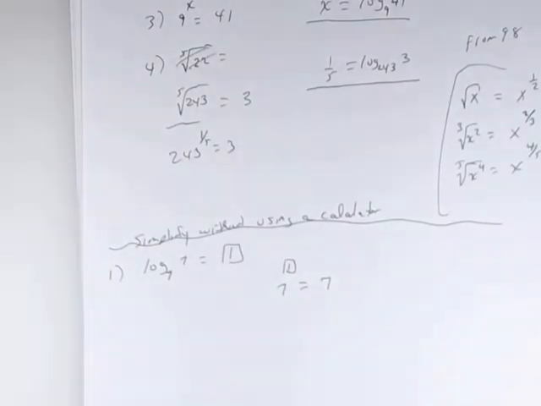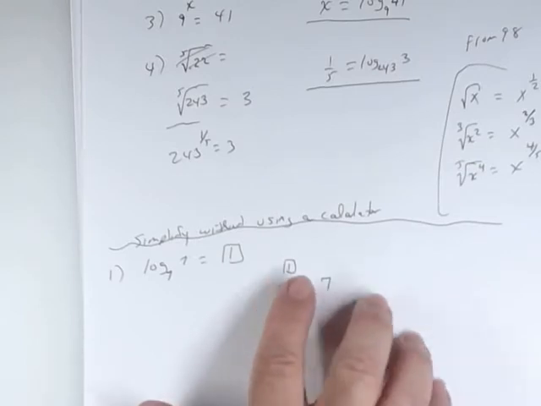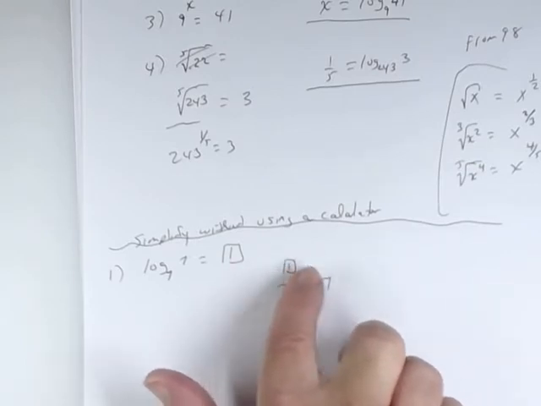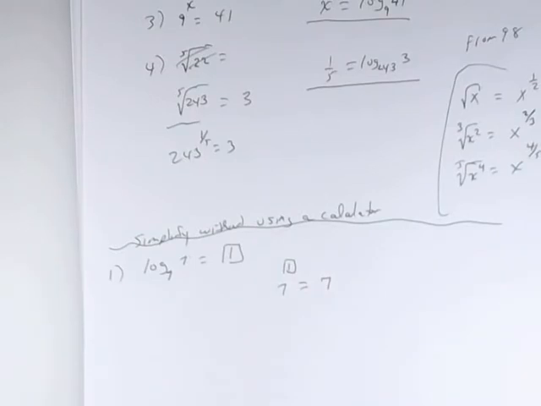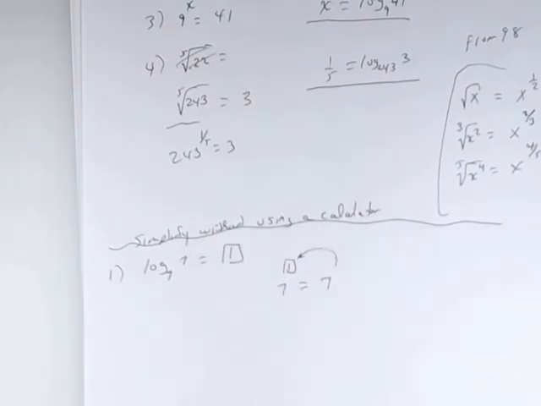So the answer is 1. You're also going to learn that when you have an equation and the bases are the same, then what must be true about the exponents? They must be the same also. So this is a 1 right here, and this has to be a 1.